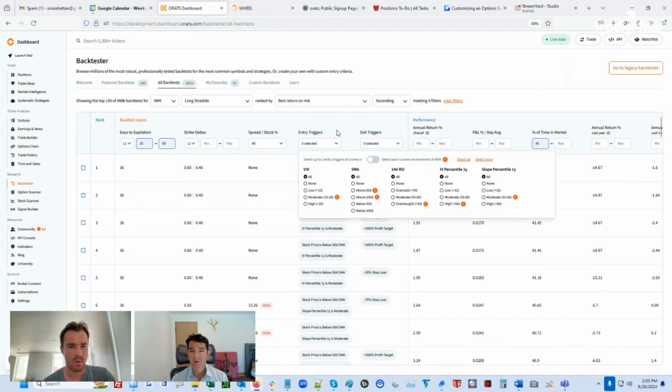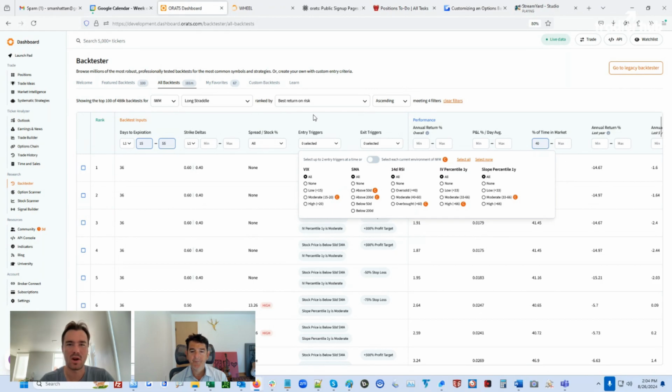As Matt's pointing out right now, the new backtest finder allows you to search for entry triggers, but only these ones right here. So the VIX, simple moving average of the stock, the 14-day RSI of the stock, and then the IV percentile and slope percentile for 1 year of that stock. So the entry triggers on the backtest finder, again, these are ones that we've already tested. So you don't even have to run the backtest. You can just search it and find it and see the results right there in the table.